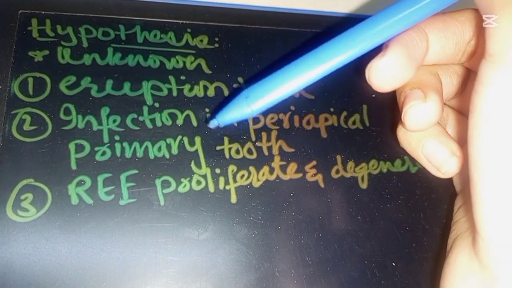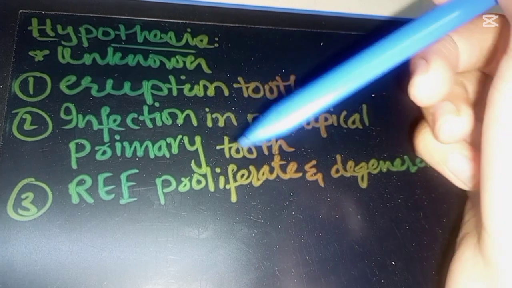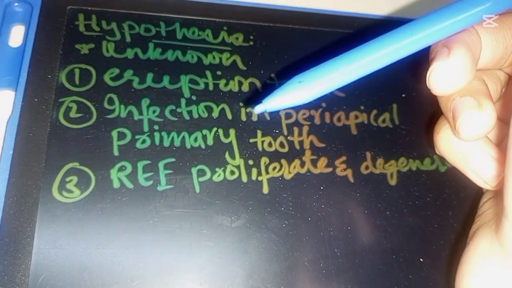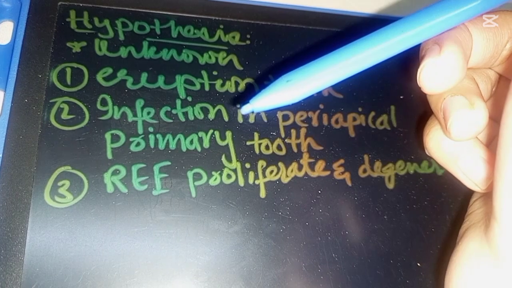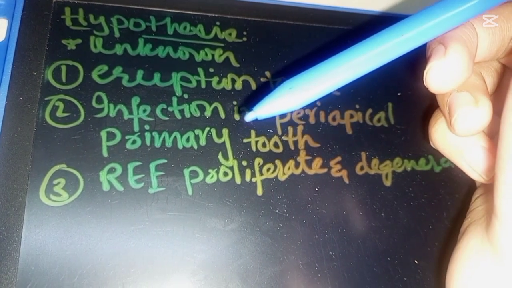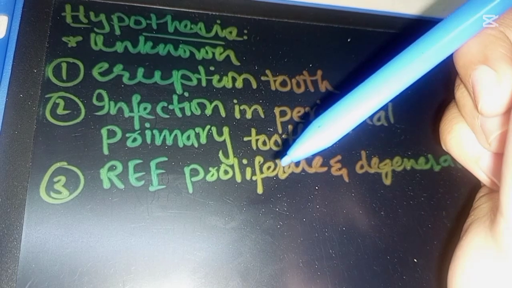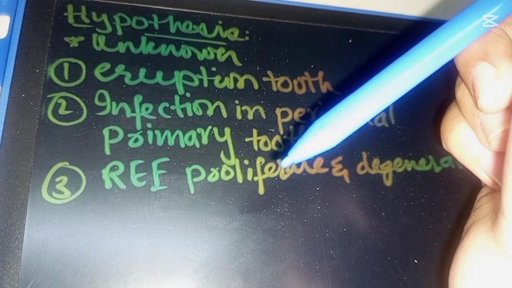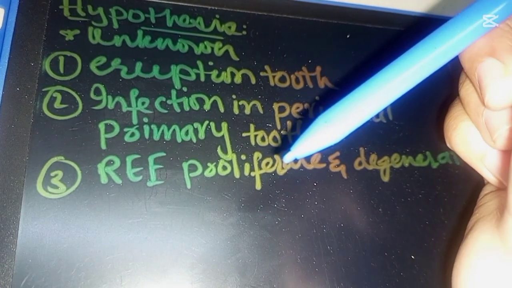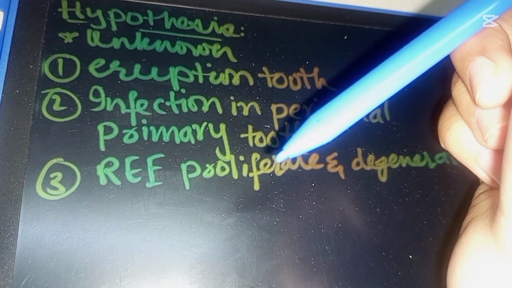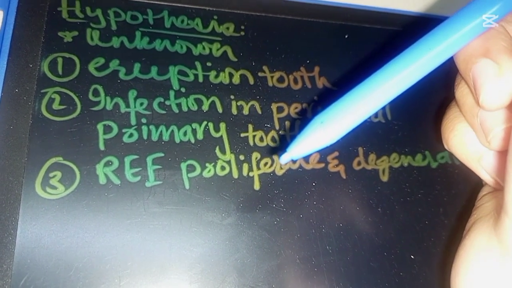The second, we have the infection in the periapical region of the primary tooth, basically molars. When there is an infection in the periapical region of the primary tooth, especially molars, it spreads to the follicle of the secondary tooth, so that the tooth is infected, it undergoes inflammation, and due to this inflammation it develops exudate, and that exudate will accumulate and develop the cyst.